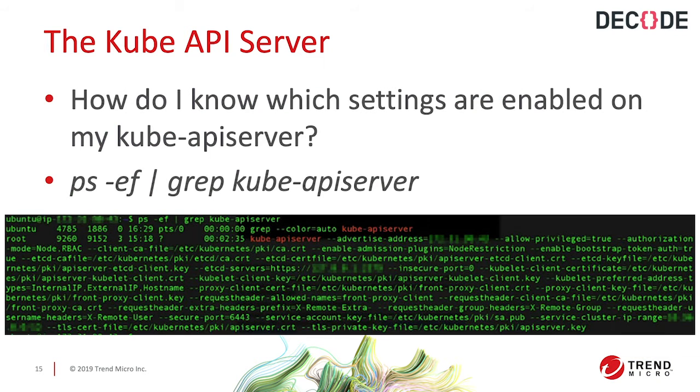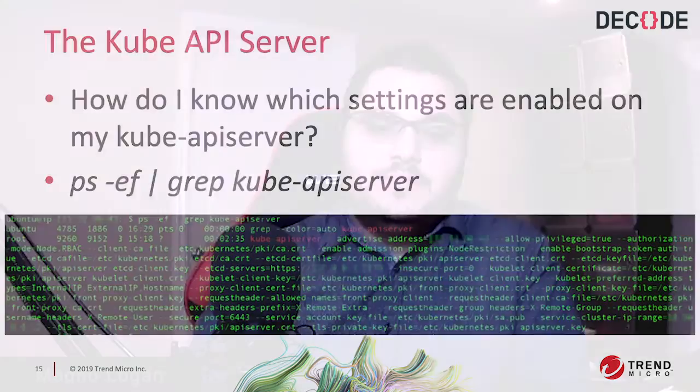So still talking about the API server, right? There are many settings that are enabled there once you start your cluster. How do you know which settings are enabled? You can issue this command here, ps -ef | grep kube-apiserver on your master node if you have access to it, and you're going to see all the flags that are enabled on the Kube API server process, right?